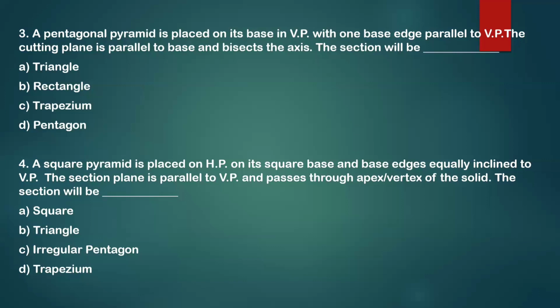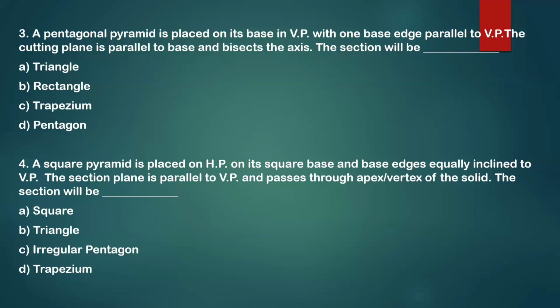So what have they changed? Only the sentence. In the previous one, they mentioned that the cutting plane was parallel to the VP. That has been changed to parallel to the base. So parallel to the base and parallel to the VP are the same thing here. When this pyramid is resting in the VP, and again it is bisecting the axis, then the section will be.